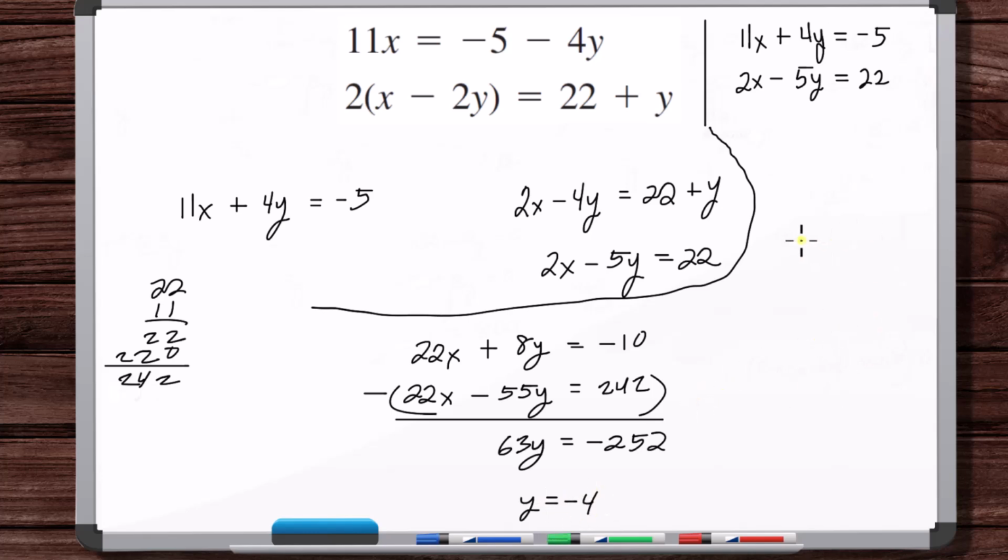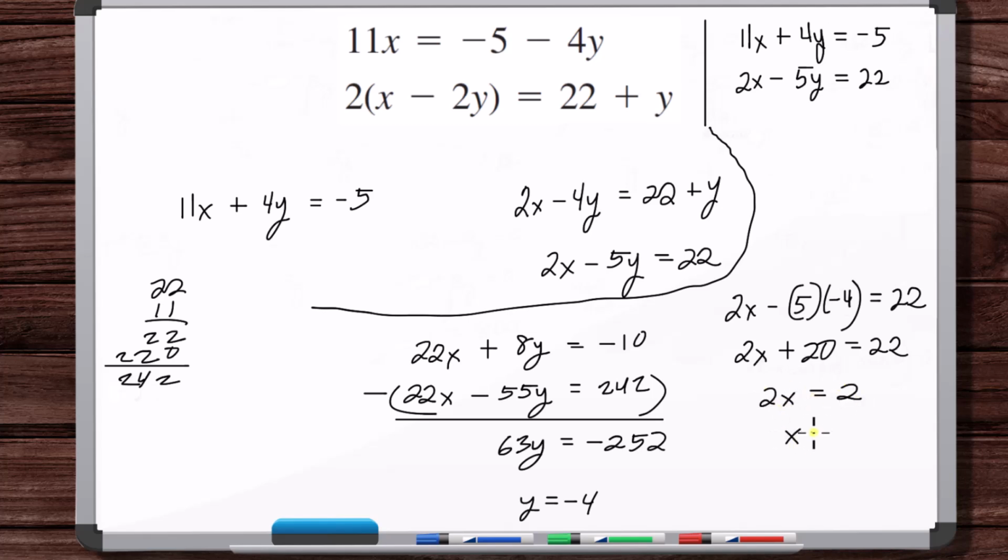Okay, so now let's plug in negative 4 into the first or the second equation. Okay, so 2x plus 20 is equal to 22. So 2x is equal to 2, x is equal to 1. Okay, so (1, minus 4).